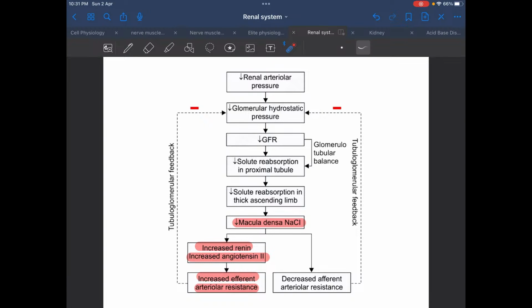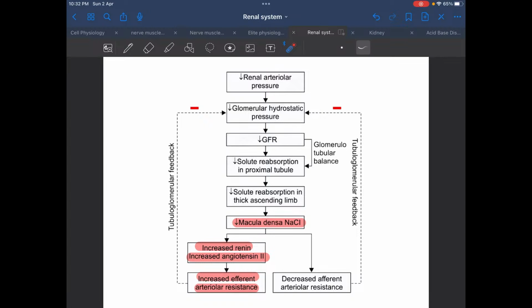Whenever there's a decrease in GFR, there's decreased solute reabsorption in the proximal tubule and decreased solute reabsorption in the thick ascending limb. Ultimately, because the GFR is less, there is less sodium in the tubular lumen, so less sodium reaches the macula densa. Here is the macula densa doing its job. How does it function as a chemoreceptor? Let's talk about that. There's a decrease in the NaCl.